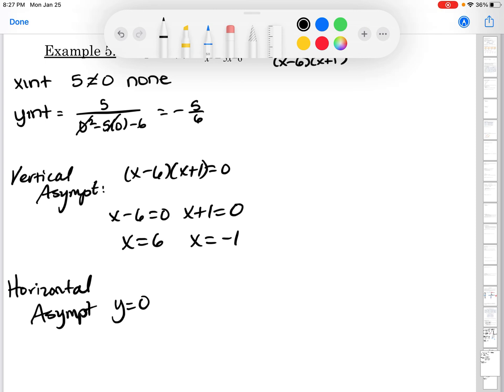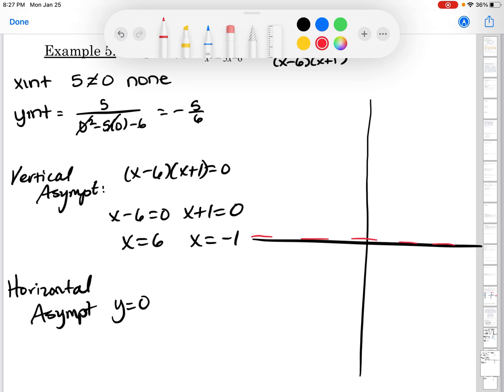Now let's see what we can do about graphing this. All right, so we just said we don't have any x-intercepts. We have the horizontal asymptote, y is 0. We have the vertical asymptote, -1. We also have the vertical asymptote, 6. And then we have a y-intercept of -5/6. So just shy of -1. There are no x-intercepts whatsoever, so we're not going to be crossing over this axis because we're never touching it.